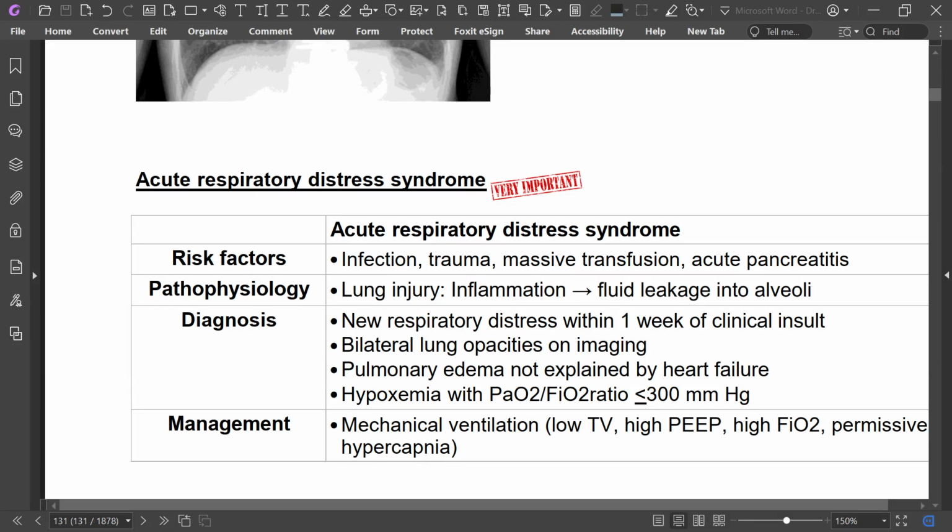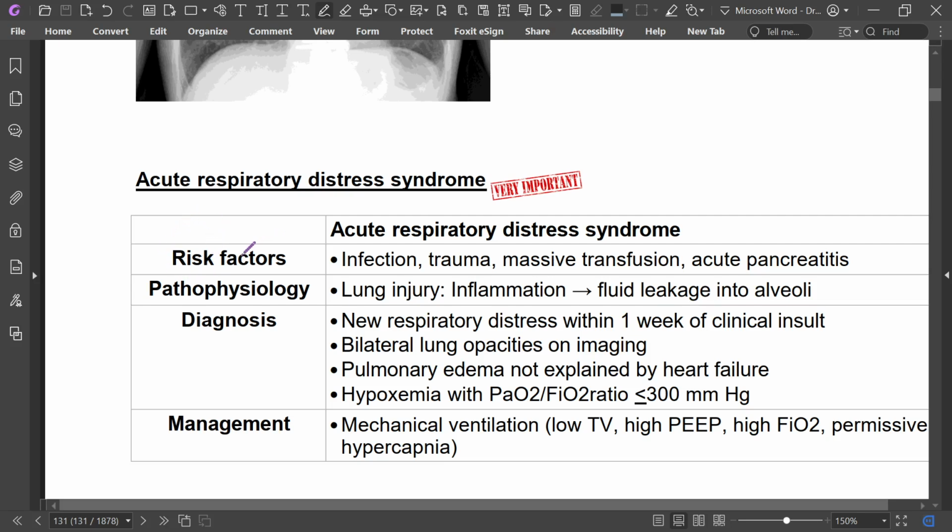Assalamu alaikum. Now I would like to discuss a very high yield topic of the respiratory system, that is ARDS. What does ARDS stand for? ARDS stands for Acute Respiratory Distress Syndrome.